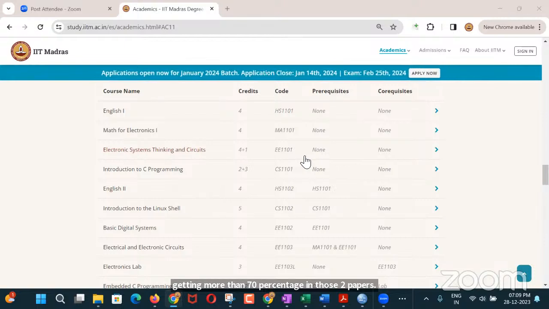Yeah, so that's what it will be as per the table, right? If you have scored more than 70% in both of the two courses that you have taken, you will get more, 4, as the CCC. Okay, fine. Okay, thank you.